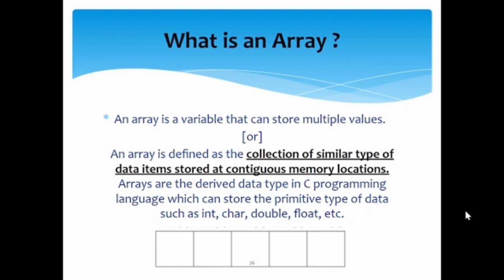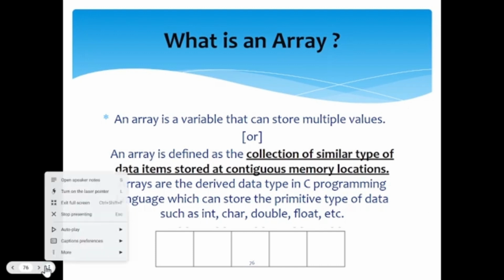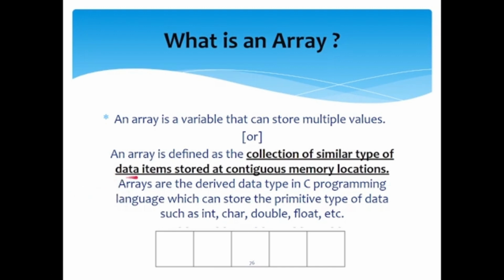First of all, what is an array? An array is a variable that can store multiple values, or you can say that it is a collection of similar type of data items. Nothing but the slots in the array must be of the same data type. They are a derived data type in C programming language, which can store primitive types of data such as int, character, double, float, etc.